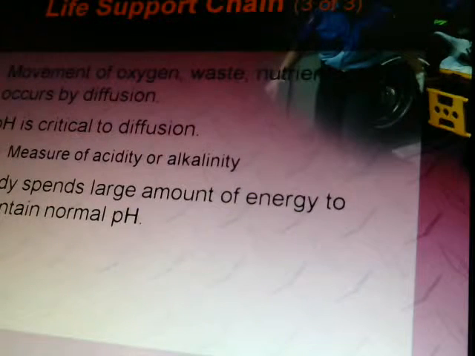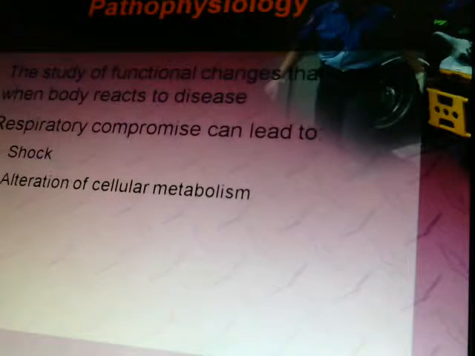pH is critical for diffusion. It is the measure of your acidity and your alkalinity. The body spends large amounts of energy to maintain normal pH. Pathophysiology is the study of functional changes that occur when the body reacts to disease. Respiratory compromise can lead to shock and alteration of cellular metabolism.